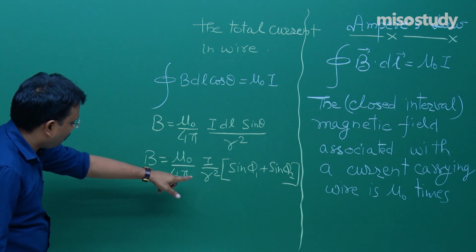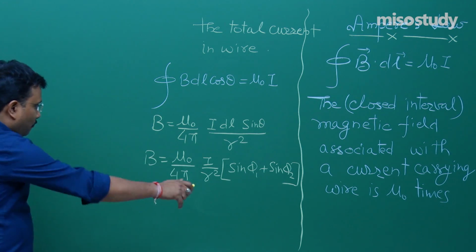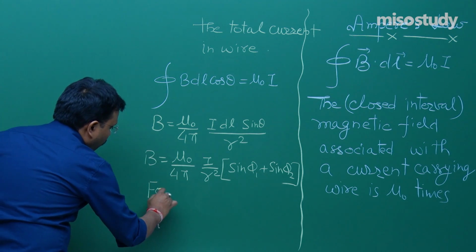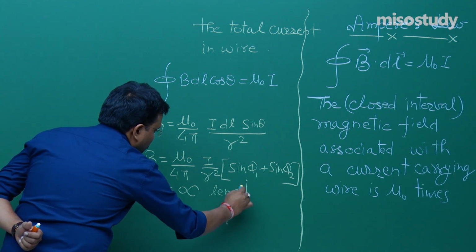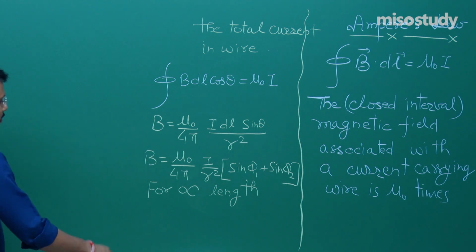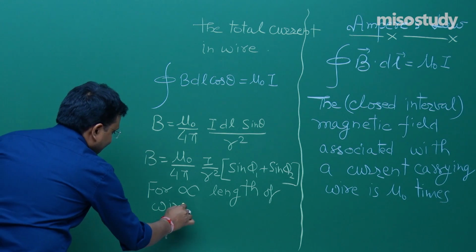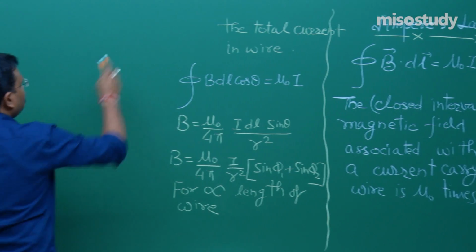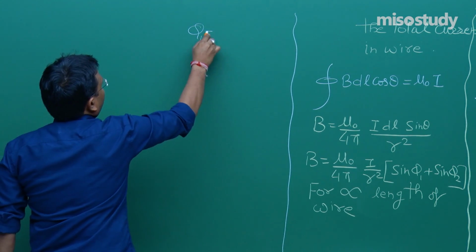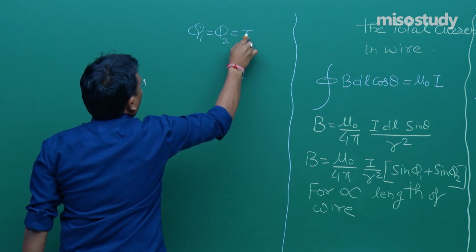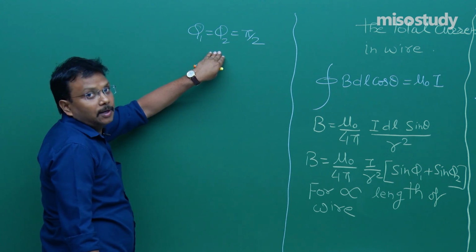So, for the sake of that simple relation, herewith I am mentioning this. Now, for infinite length of wire, phi 1 is equal to phi 2 is equal to pi by 2. This is something which I also explained in that particular video.